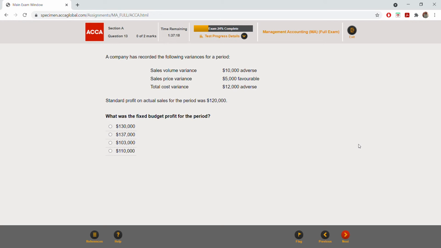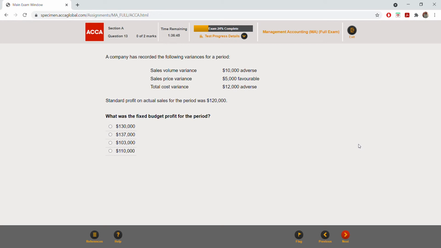What is next? 13. Okay, what was the fixed budget profit for the period? A company has recorded the following variances: sales volume, sales price, and total cost. The standard profit on actual sales for the period was 120,000. You have to know the calculation. You have to know it.